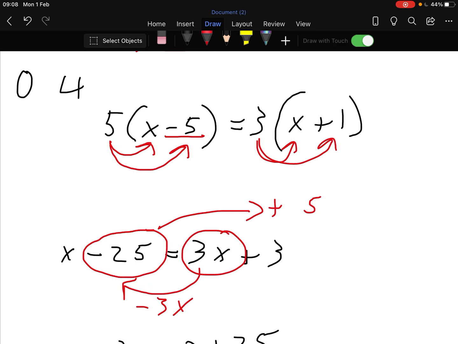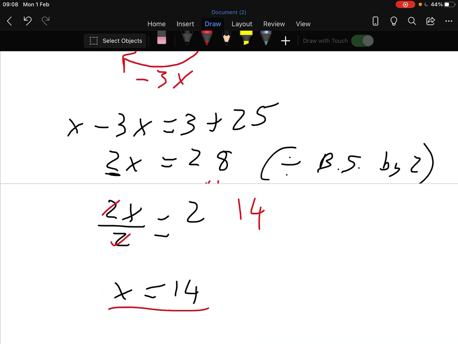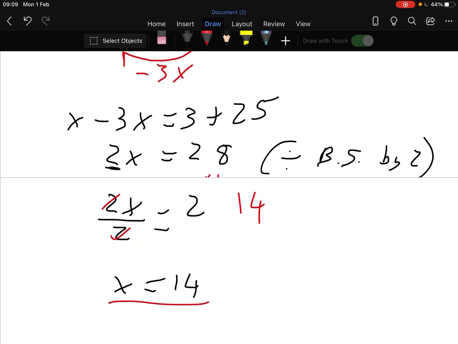Okay? Then once you do that, you get a number like this down below here. And what you do is you bring all the x's to one side, all the numbers to the other side, and do it that way. Then when you have that, you just simply work it out then from there. Okay? Don't forget all the steps.